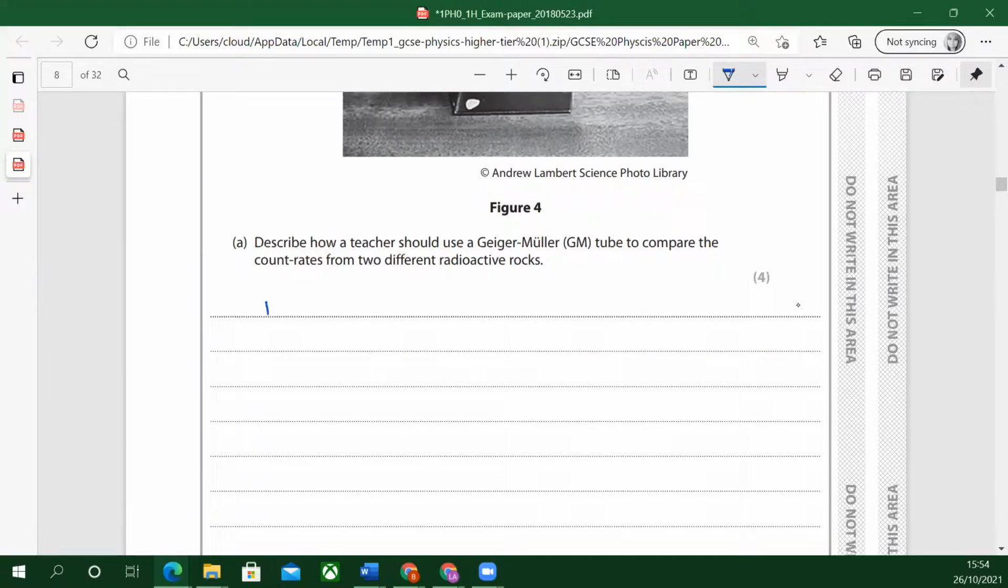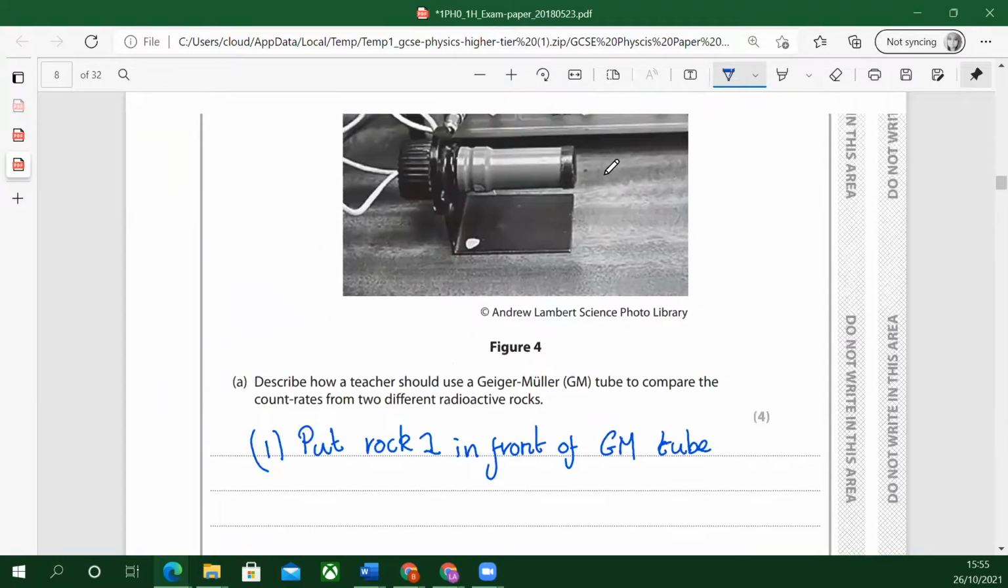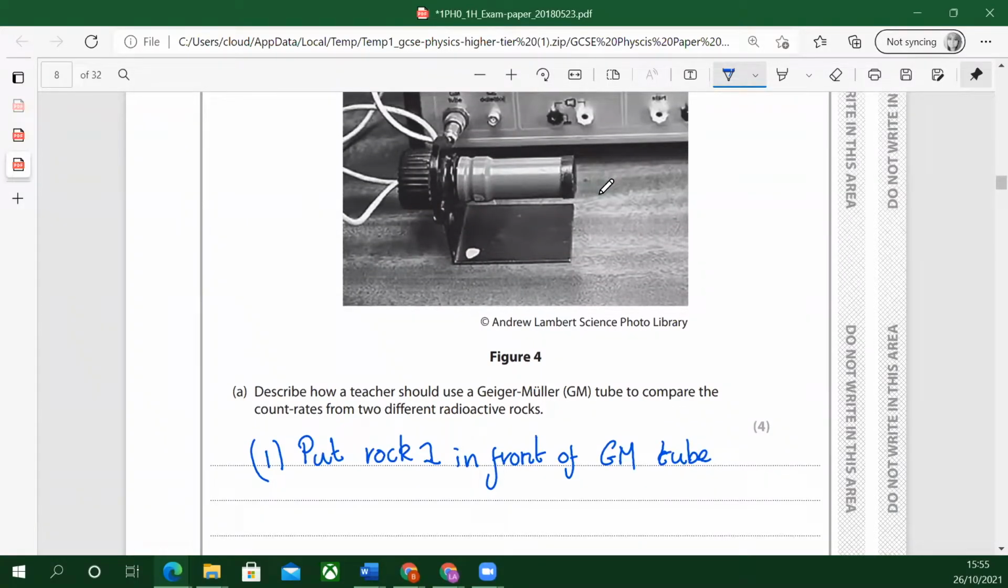So let's do some steps. Okay. So count rates from 2 different radioactive rocks. There's 2 different rocks. That's the only thing to note here. There's 2 rocks, not just 1. Okay. So put rock 1 in front of GM tube. Okay, it doesn't go inside it or anything, it goes in front of it. So it's kind of like here. It goes in front of here. You can put it about there.